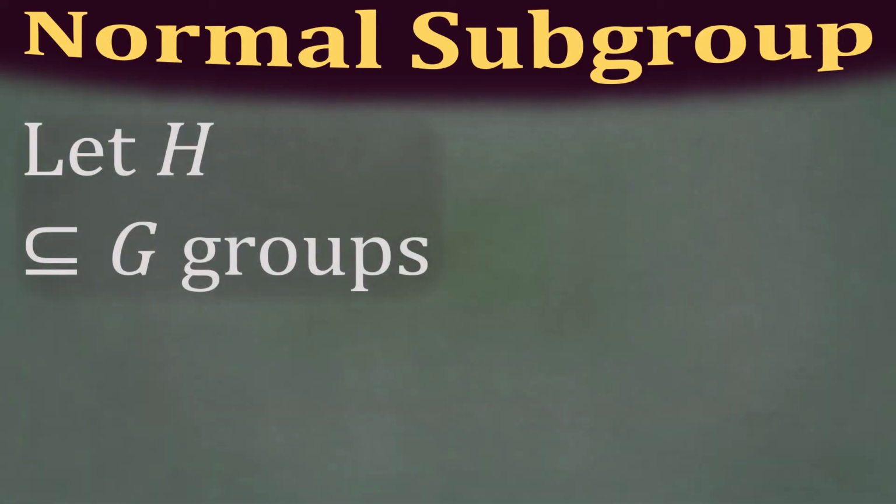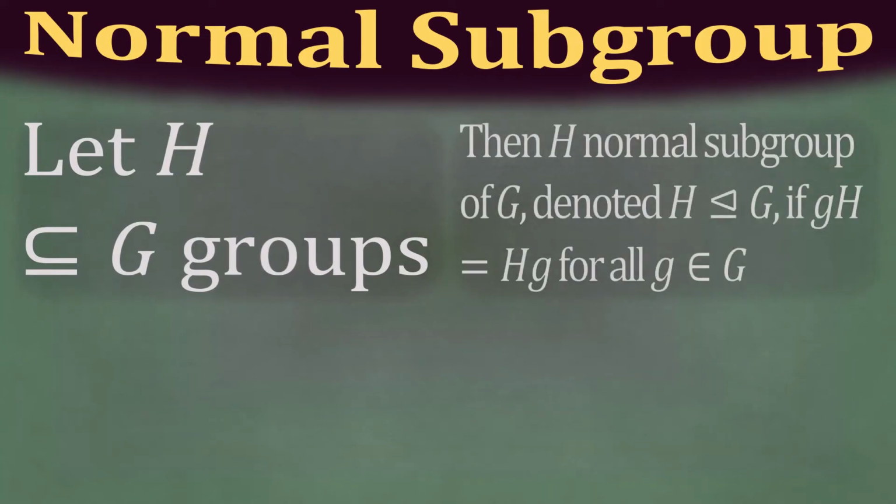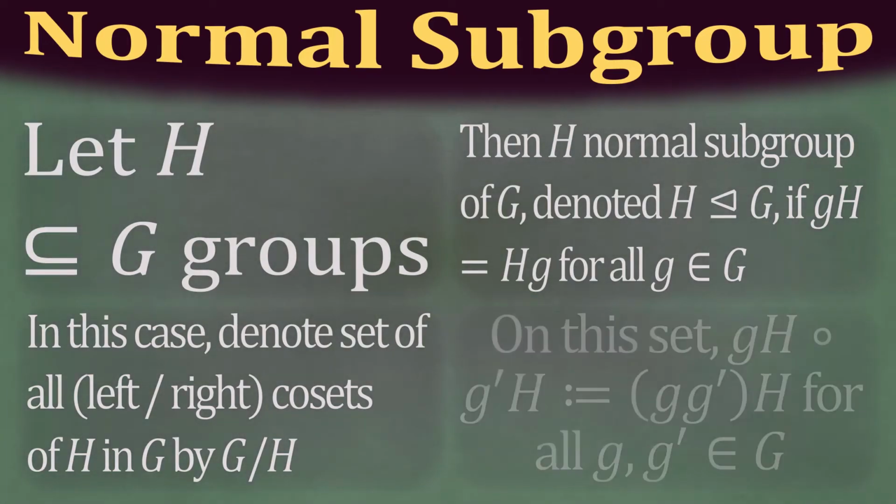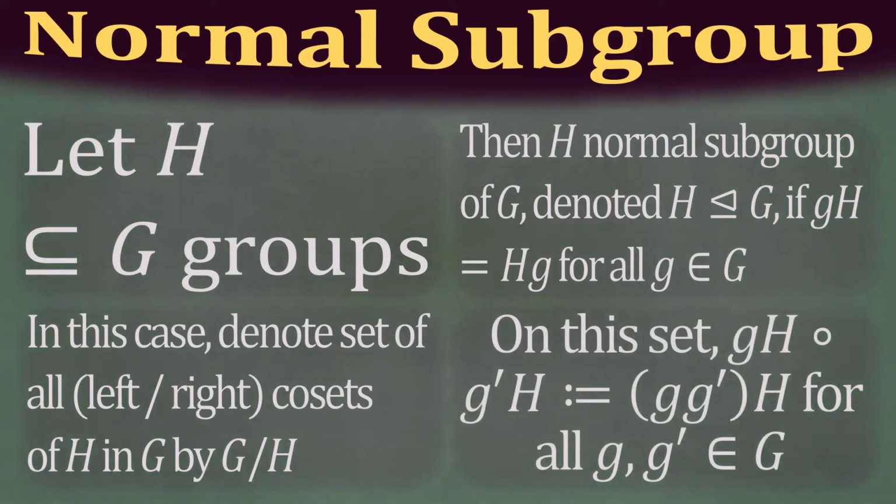Let H be a subset of G and let them both be groups. Then H is a normal subgroup of G, denoted like this, if gH is equal to Hg for all g in G. In this case, we denote the set of all left or right cosets of H in G by G over H. On this set, we can define a binary operation by gH circ g'H is equal to gg'H for all g and g' in G, which is a way of multiplying cosets.